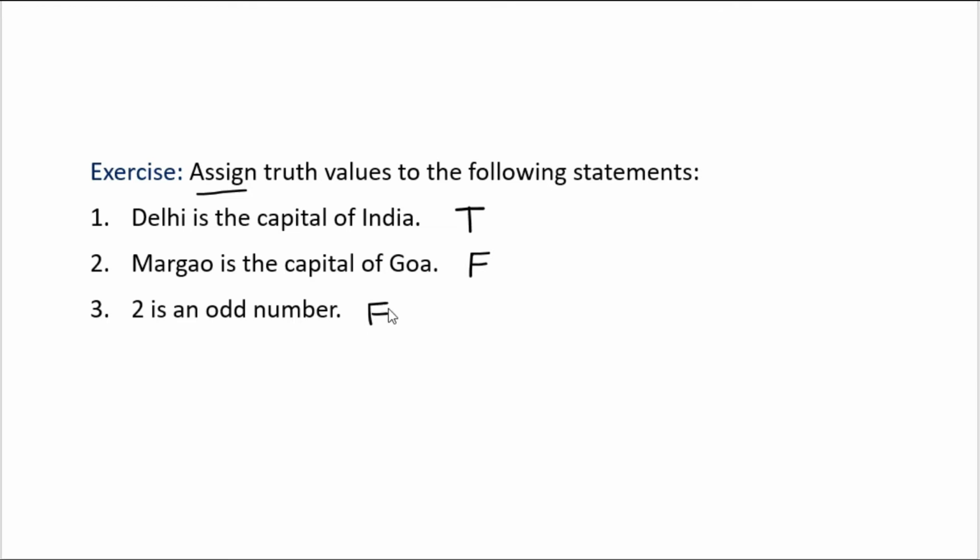So again, to recap, the truth value of a statement can be any one of the two. It can be either true, which we abbreviate as T, or it can be false, which we abbreviate as F, but it can't be both. It has to be at least any one of them.